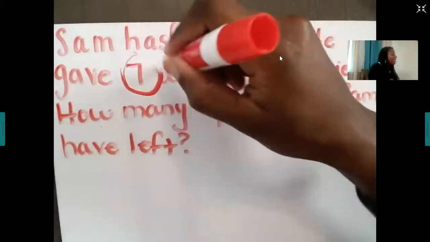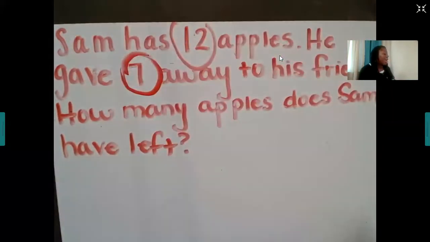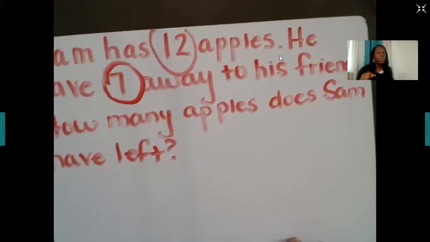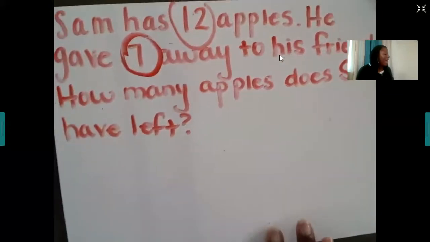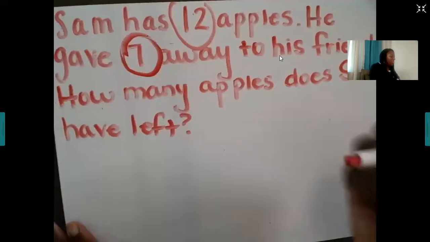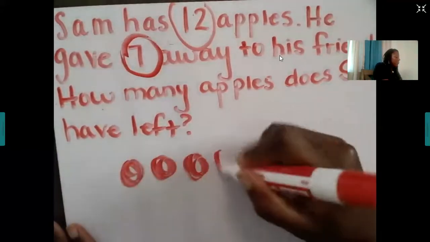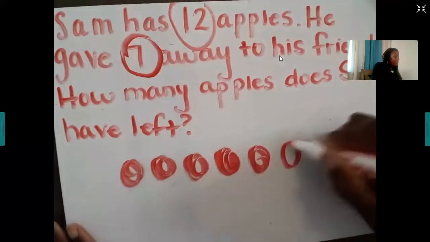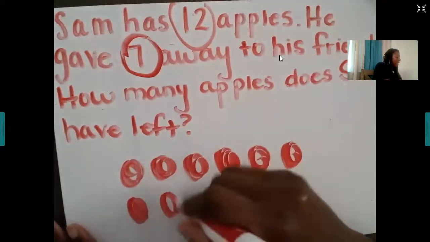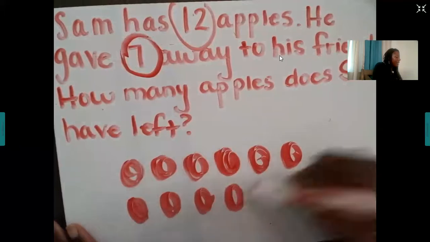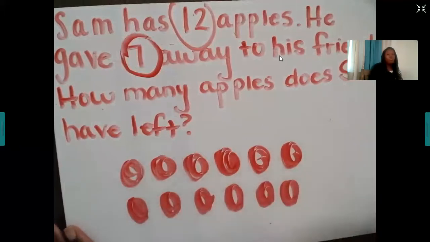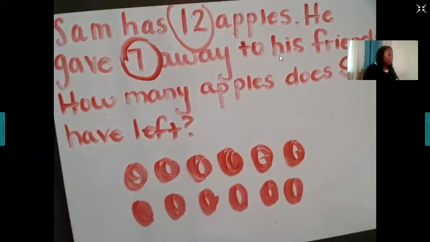So if he gave 7 away, that means he no longer has them. So that means, you got it, we're subtracting. He gave 7 away to his friends. How many apples does Sam have left? Well, Mrs. Bowen is going to draw some apples. 1, 2, 3, 4, 5, 6, 7, 8, 9, 10, 11, 12. I have 12 apples. You should too.